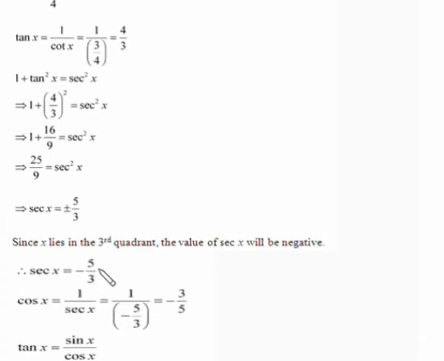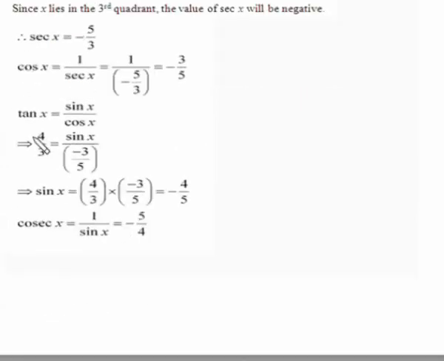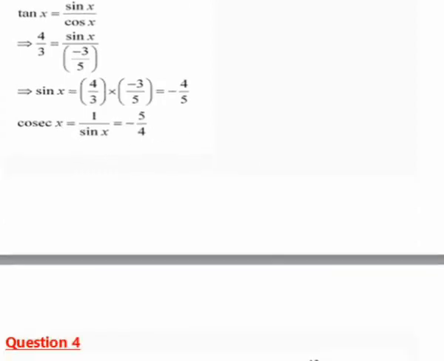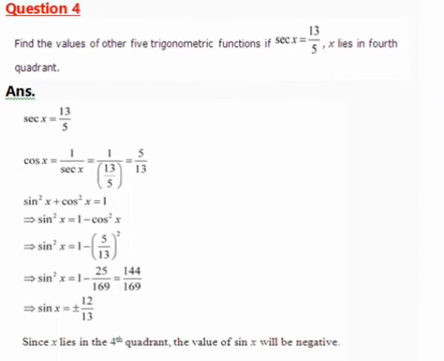This is sec x is equal to minus 5 by 3, cos x is equal to minus 3 by 5. Tan x is equal to sin x by cos x, we put the value of cos x, we get the value of sin x, and cosec x is equal to 1 by sin x, minus 5 by 3.